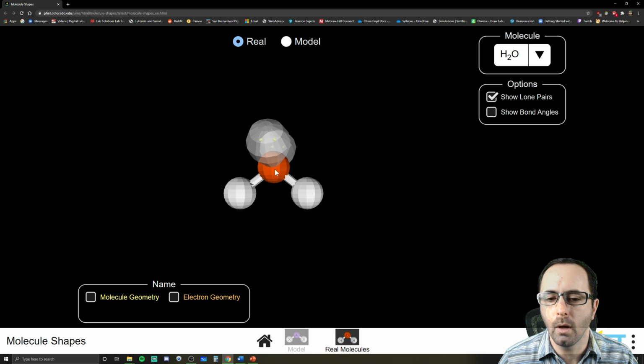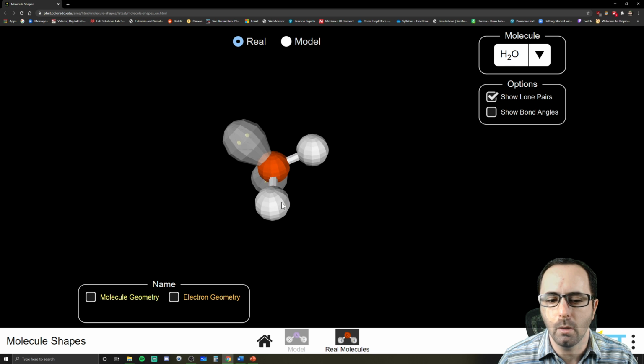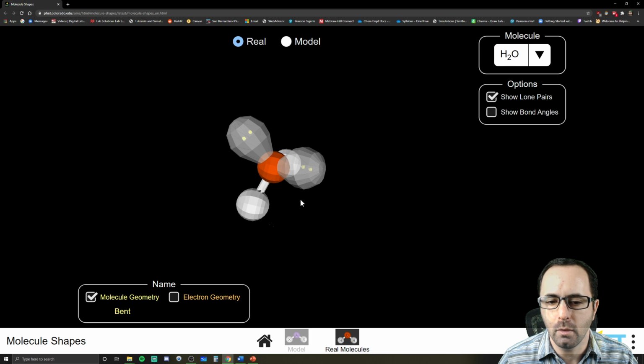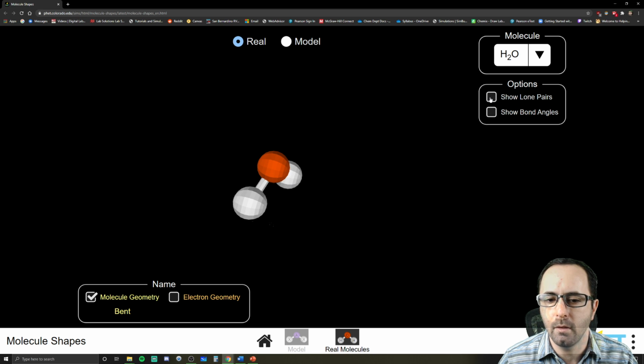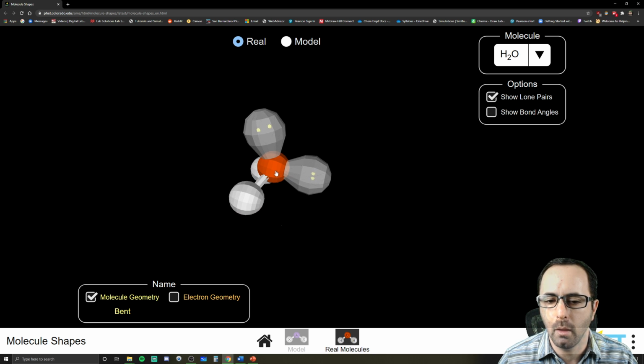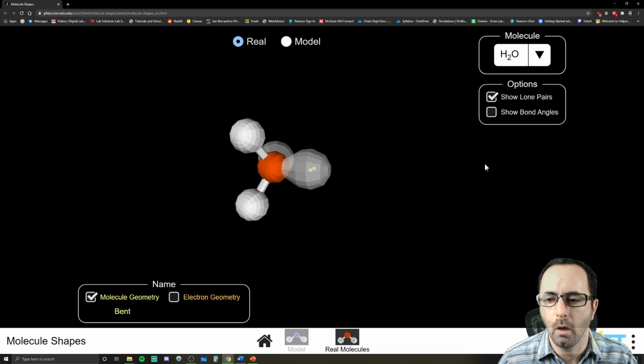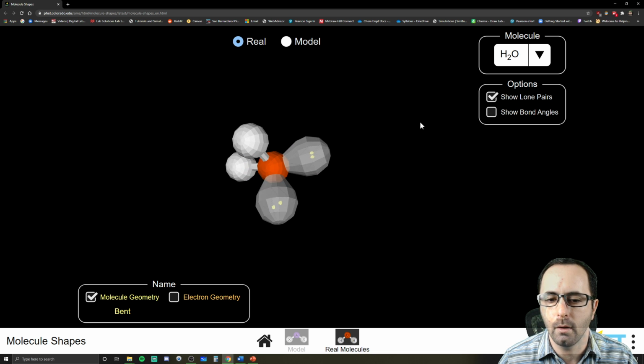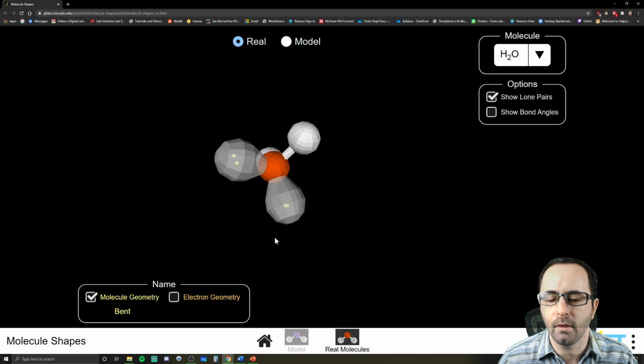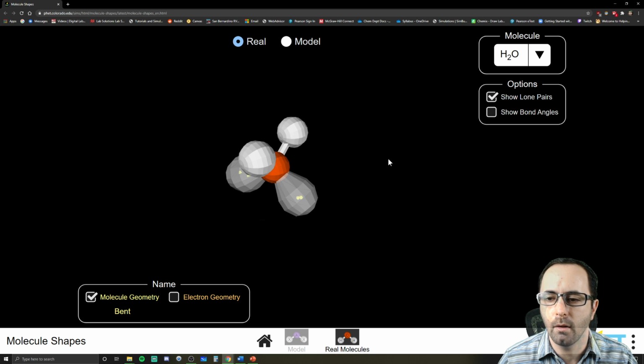And this will show you what happens to the bond angles when you have real molecules. So this is water, the geometry is bent, and you can see the lone pairs are taking up space. You can either show them or not, but either way they take up space, right? They're repelling the electrons that are in the bond. You can rotate this around to get it. If you click outside the shape, it will rotate it around.